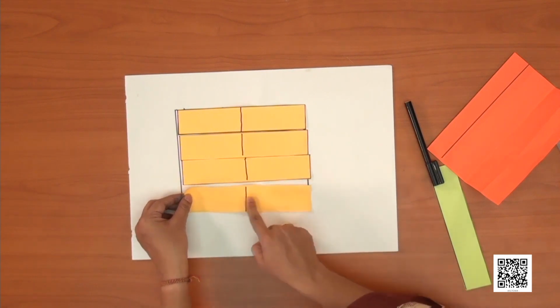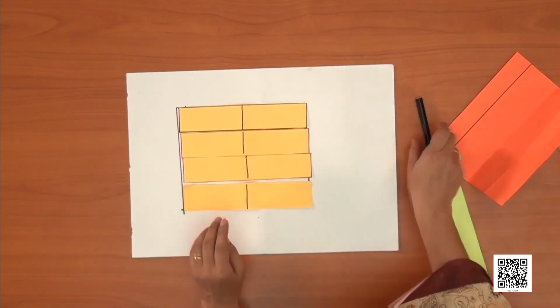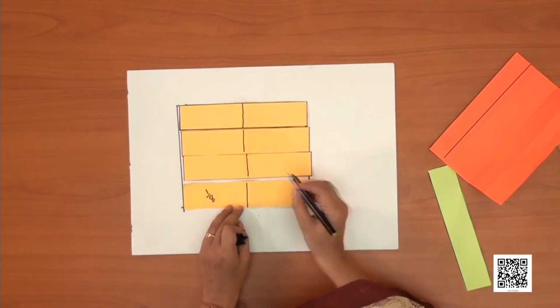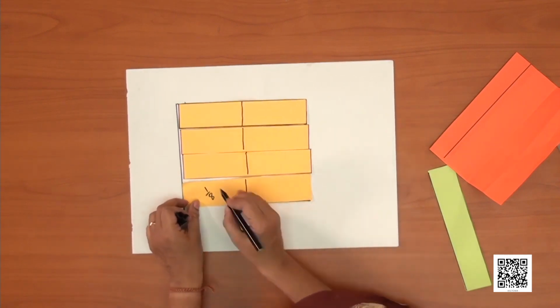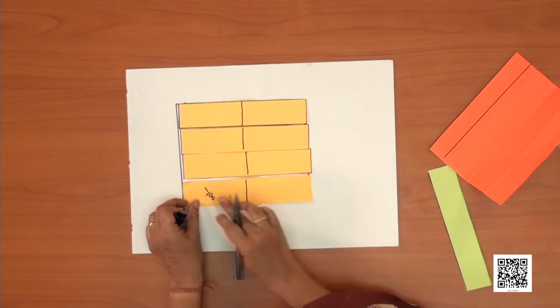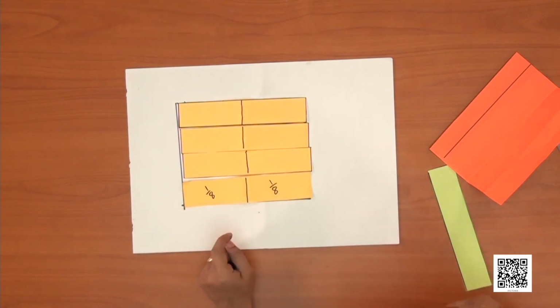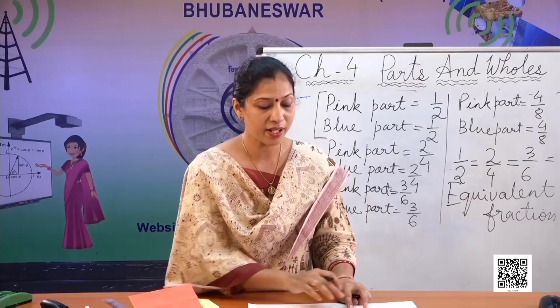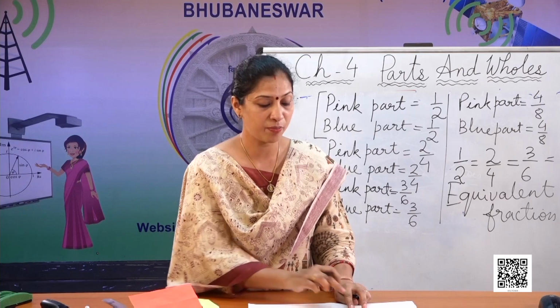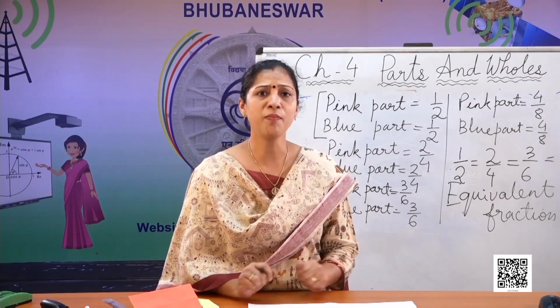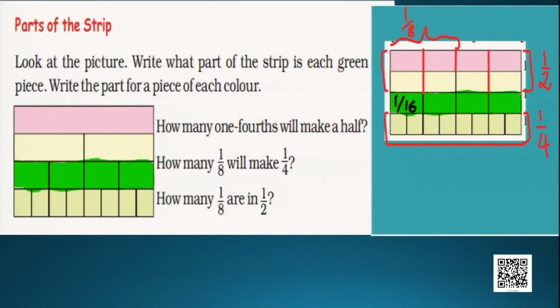So how many 1/8s are there? Here each small part is 1/8 and the bigger part is 1/4. So how many 1/8 are there? There will be 2 1/8 to make 1/4. And how many 1/8 are there in half? Just find out. It is very simple.